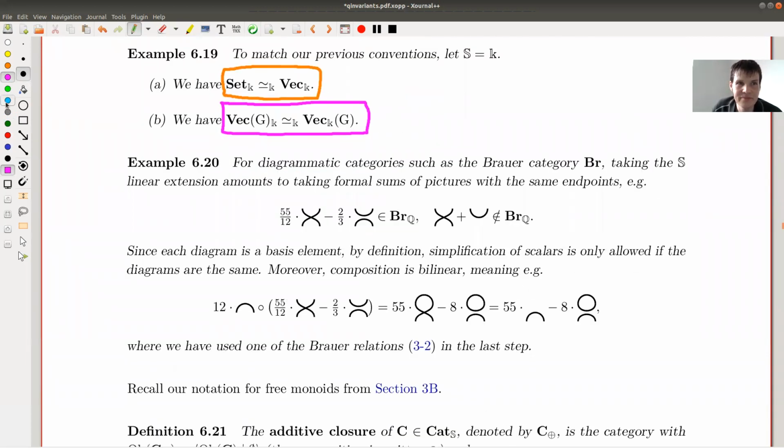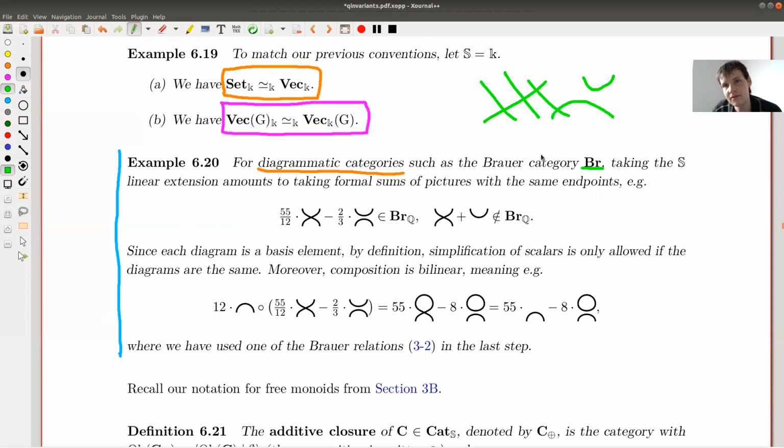It's much funnier. It's kind of confusing if you see it for the first time, but it's easy and very powerful: a linear extension of diagrammatic categories. And for all of them, it works in the same way. So let's just use my standard one, the Brauer one, where I just draw those diagrams.